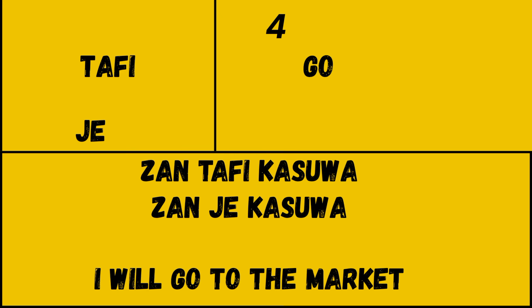Tafi and je means go in Hausa. Let's learn how to make sentences with them. Zan tafi kasuwa. Zan je kasuwa. They both mean the same thing. I will go to the market. Kasuwa, market.